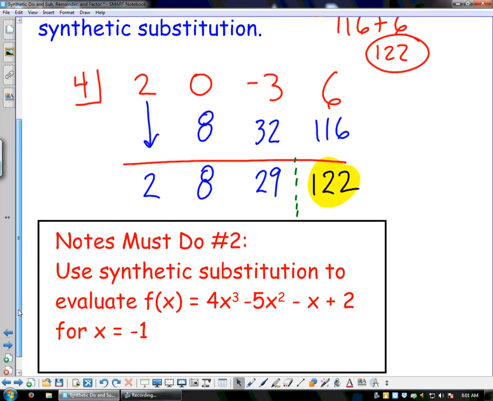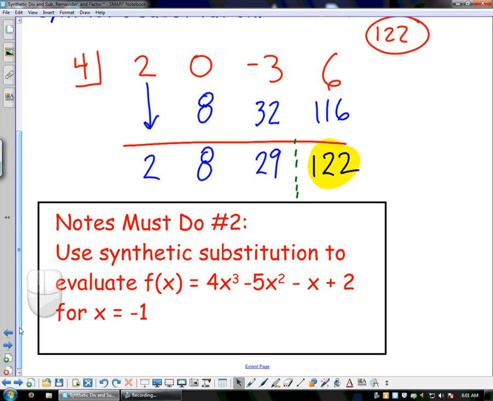All right, so your second must do. So must do number 2, you have synthetic substitution, evaluated for x equals -1. So notice you're not going to figure out what x to use in the box.